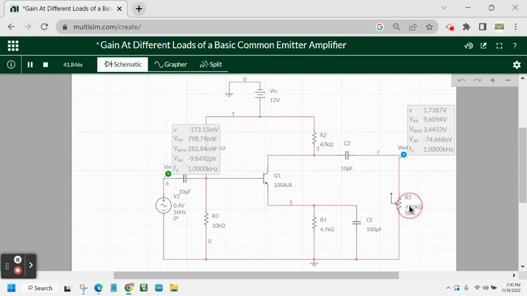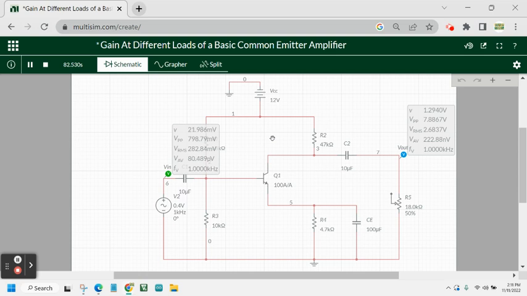Now let's try it with 18 kilo ohms. So the VPP in the output side becomes 7.8867 volts. So still in comparison with the other circuit where we did not connect the CE, this is still higher. So this is the gain at different loads of a basic common emitter amplifier.